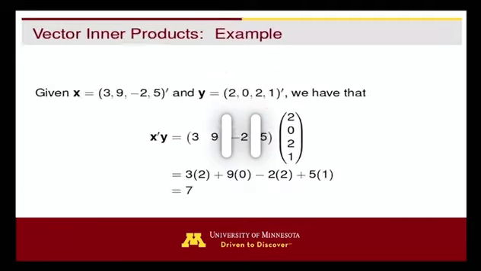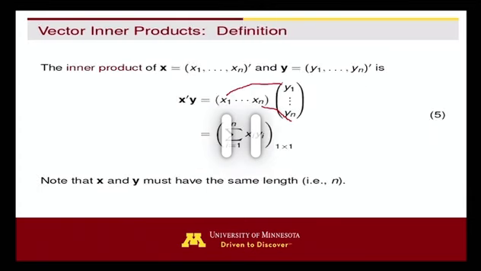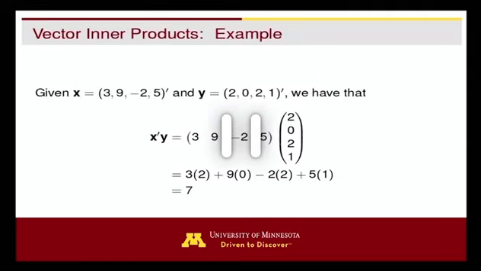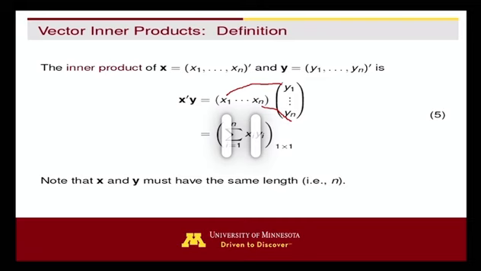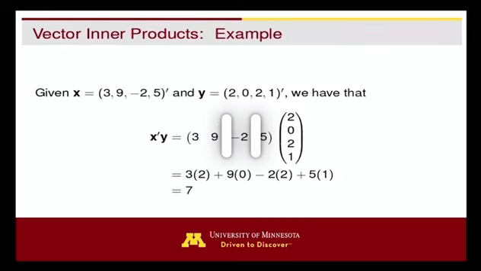Now this is an example. You see that finally I got 7. This is going to give you a scalar. When you do that, at the end of the day you're going to have a scalar, like the 7 now. What you have is not a vector anymore. So take note of that.